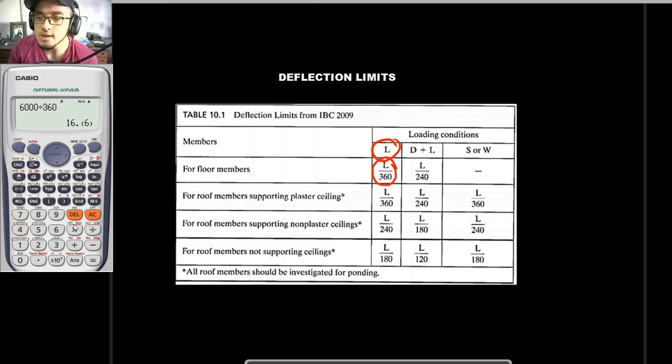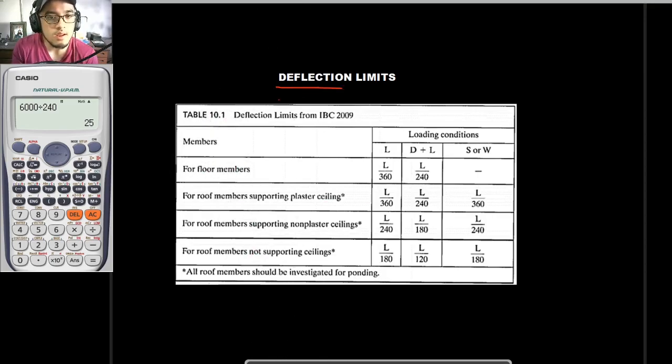So, it should not exceed 16.66. But for example, this 6 meter beam right here is subjected to dead load and live load together, so D plus L, and for that, you would be using this limiting factor right here, which is L over 240. So, when I divide this by 240, that would be 25 mm. So, your maximum deflection for your beam should be 25 mm or roughly 1 inch. So, it is self-explanatory and just direct substitution. So, I wouldn't be giving you some examples. So, once again, direct substitution.